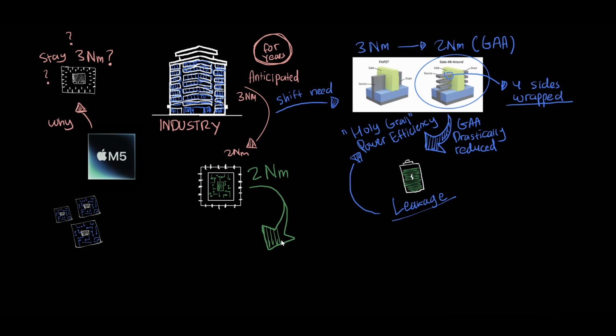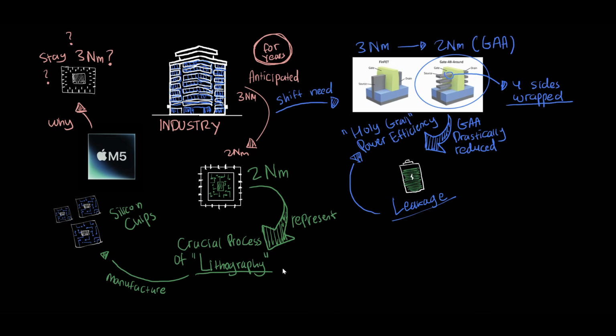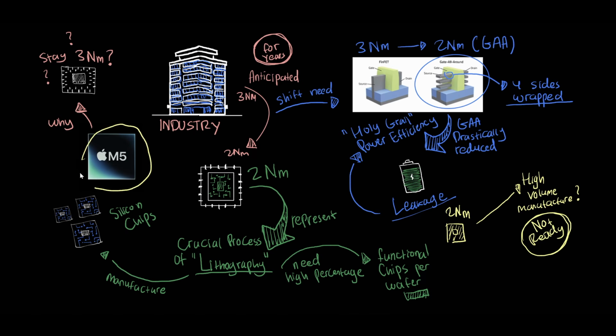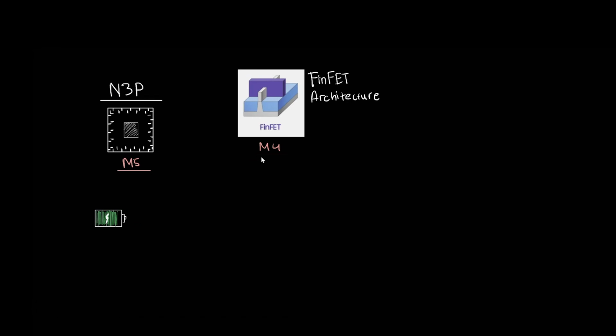However, 2nm represents the bleeding edge of lithography. For a launch of this magnitude, yield rates, the percentage of functional chips per wafer, are the deciding factor. The N2 node wasn't ready for high-volume manufacturing in late 2025. Instead, Apple selected N3P, which is the mature, high-performance optimization of the 3nm FinFET architecture used in the N4. But still, this is a significant upgrade.